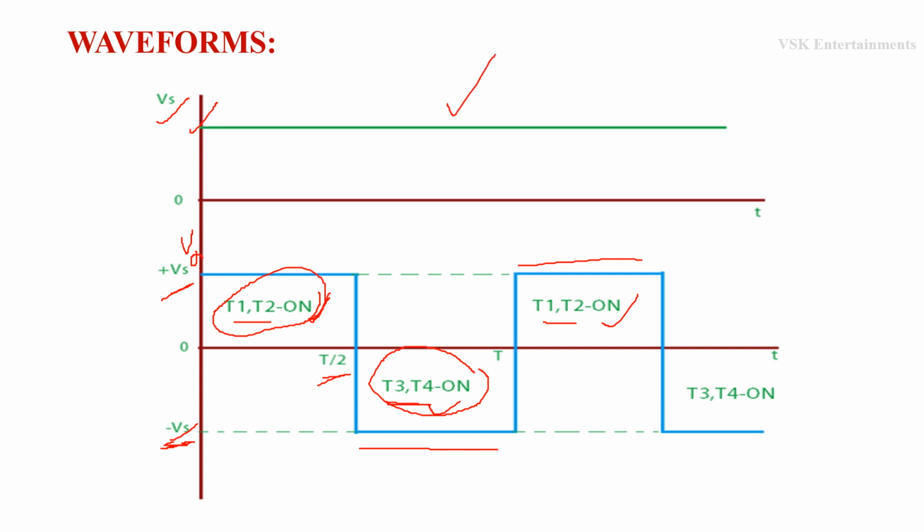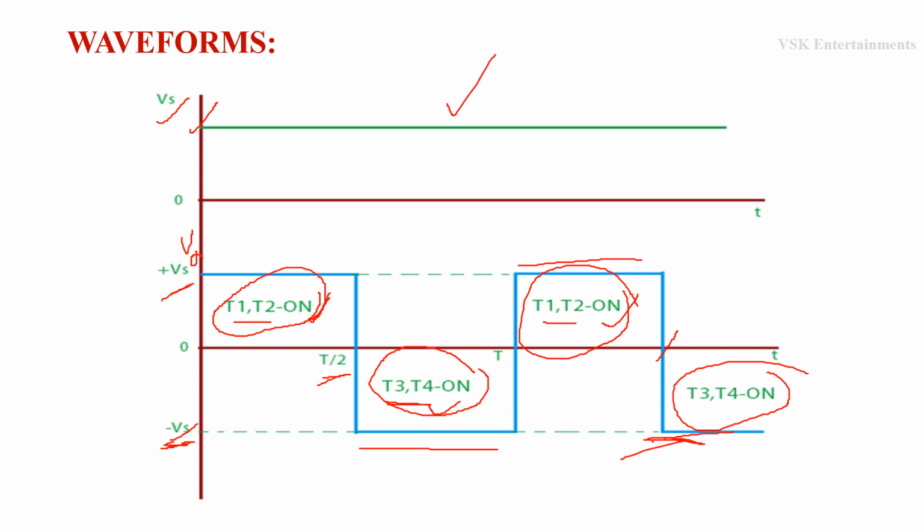Again at the next interval we turn off T1 and T2 and turn on T3 and T4. We get the output voltage which is the same as the input, but negative. This is the working and waveforms related to the full bridge inverter.